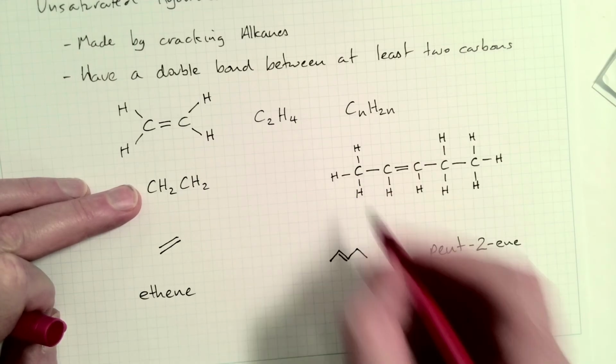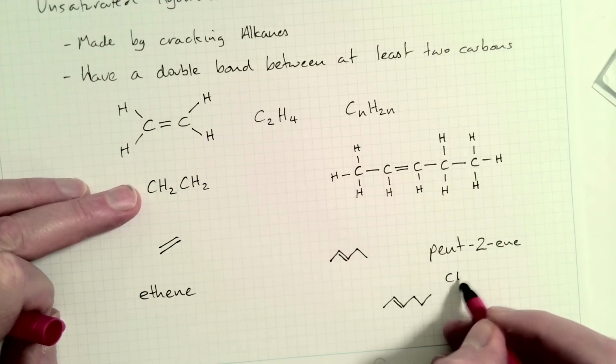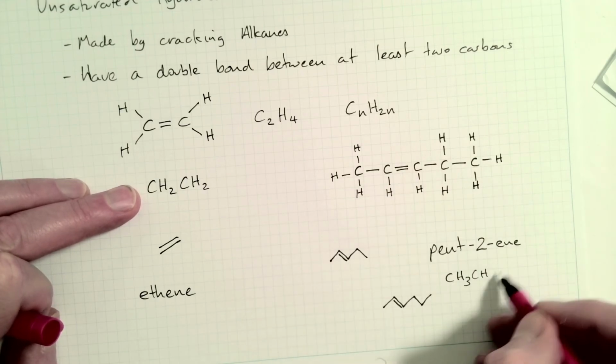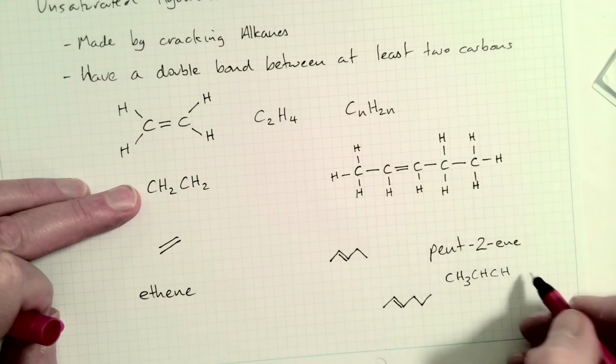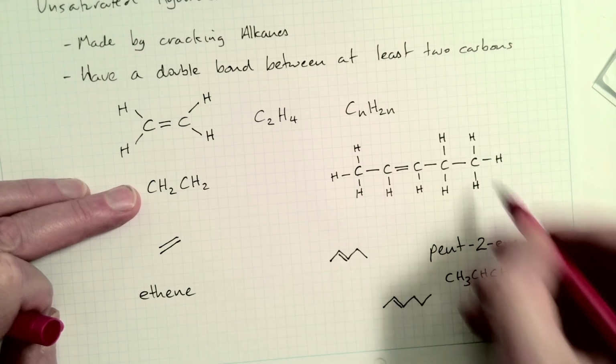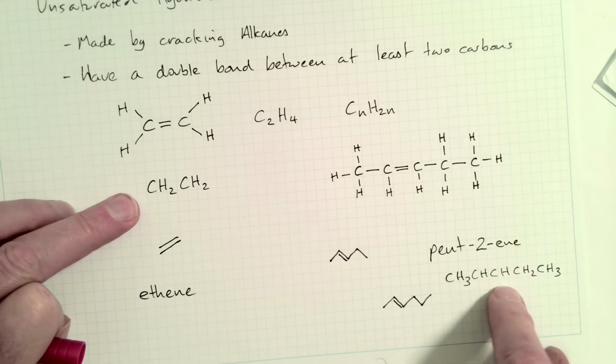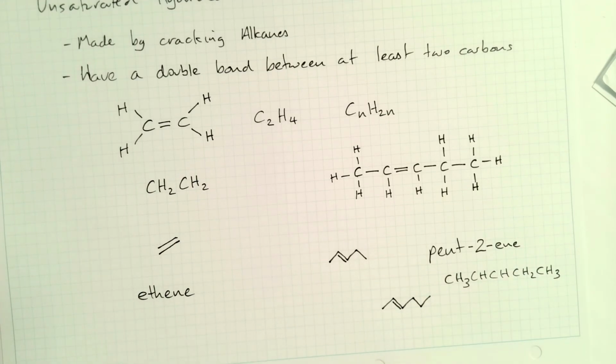So it's CH3, CH, CH, CH2, and CH3. Now we're going to look at how to draw these with branches in our next lesson.